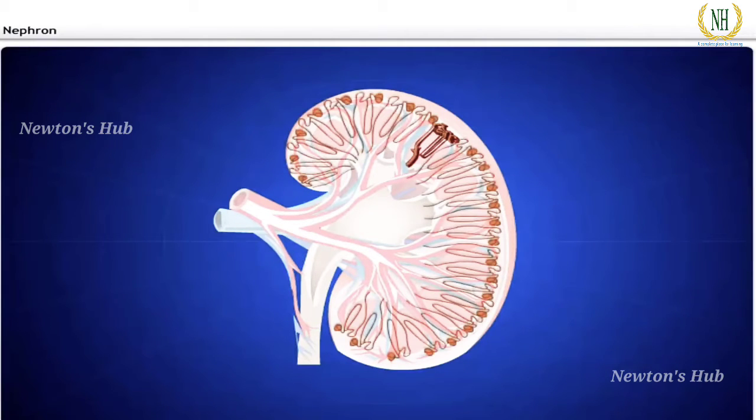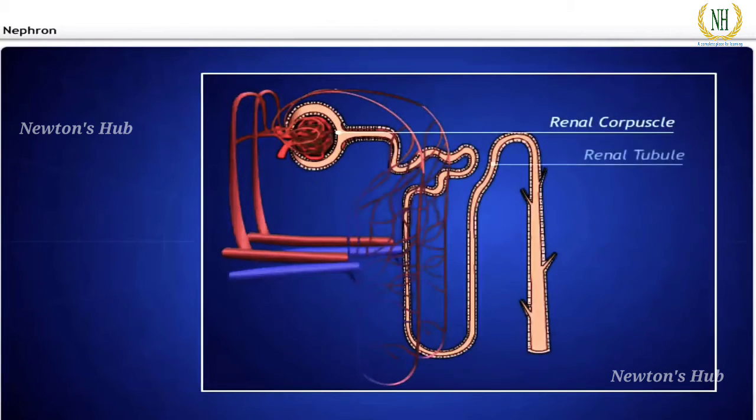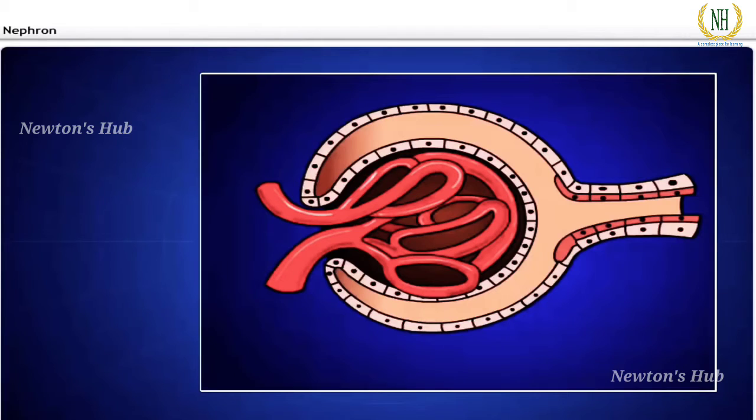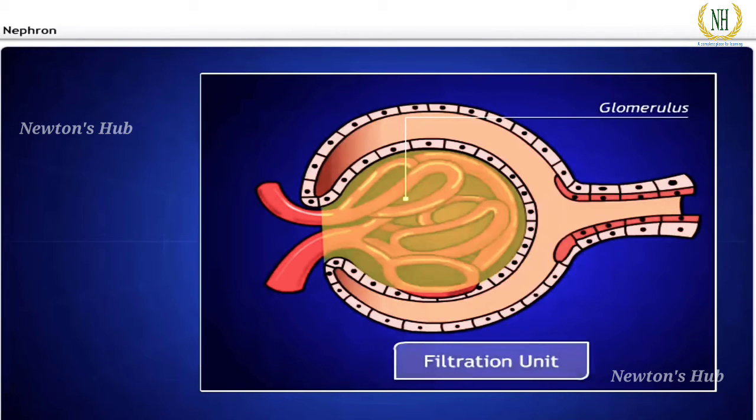Each kidney contains about 1 million nephrons. Each nephron consists of a corpuscle and a renal tubule. A corpuscle is composed of tangled clusters of tiny blood capillaries called glomerulus. This is called the filtration unit.